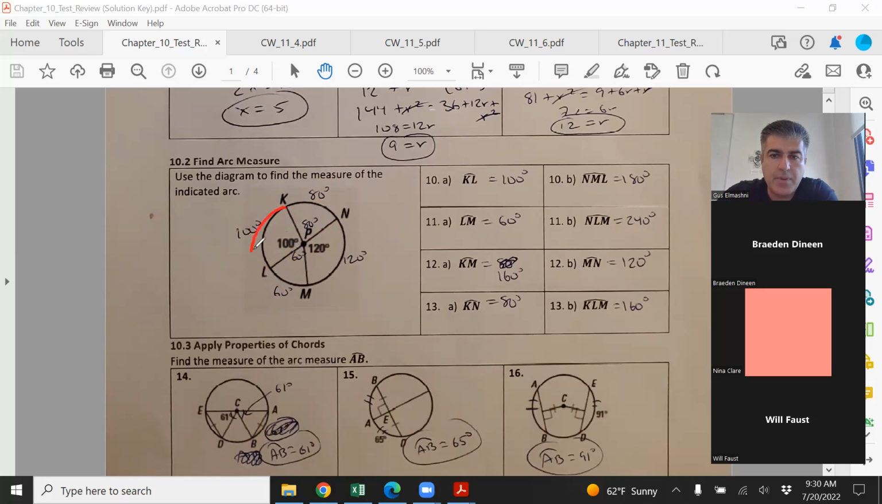So KL, that's 100. NML, 180. LM, 60. NLM, so you gotta go that direction. That's going to be 240. KM, you always go the shortest possible distance. If you could go major or minor, usually go with the shorter possible distance. So 160. MN, 120. KN, 80. KLM, 160. There we go.